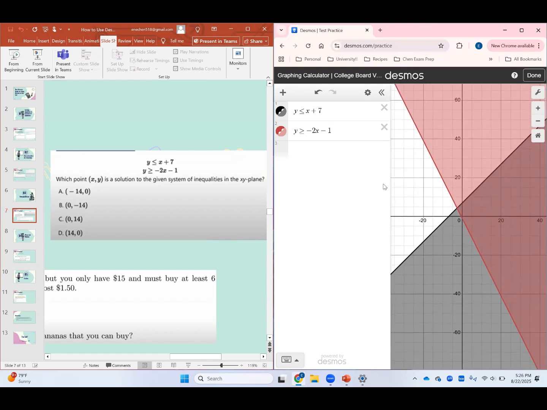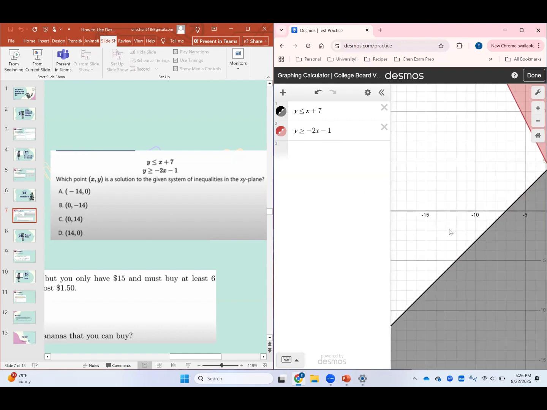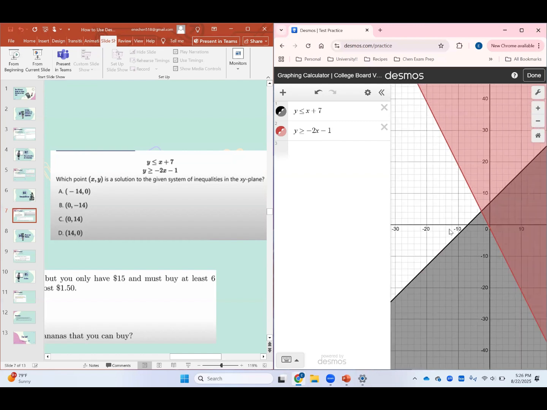Again, I can see the solution set is right over here on the right where they overlap. And you can approach this question in a number of ways. You can either just look at the graph and look at the points and see which point is in the solution set area, or you can take advantage of Desmos again and insert a point. So you're going to do a bracket, and then you're just going to input the point as it is.